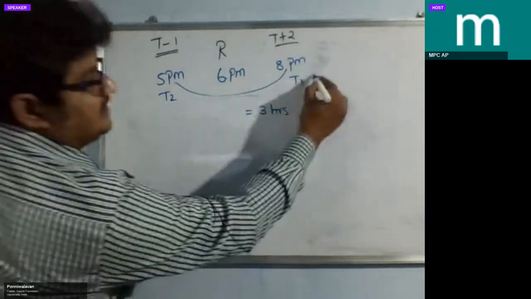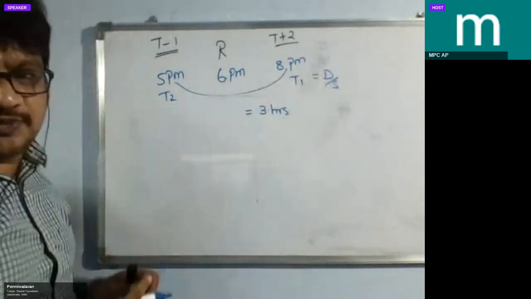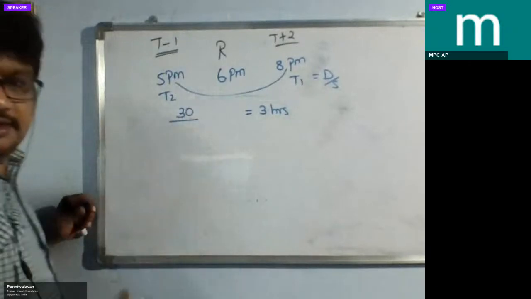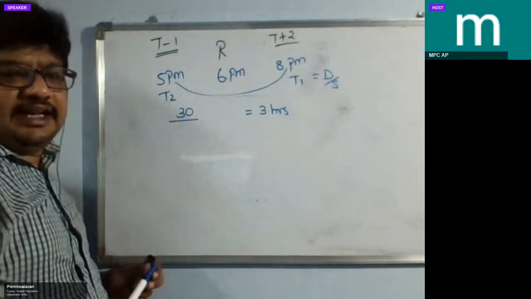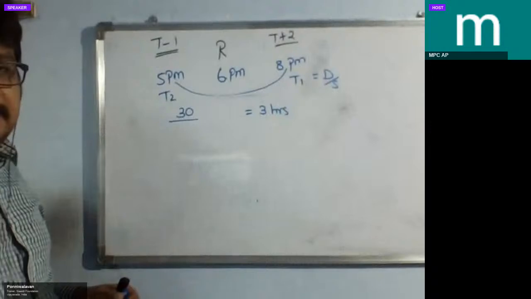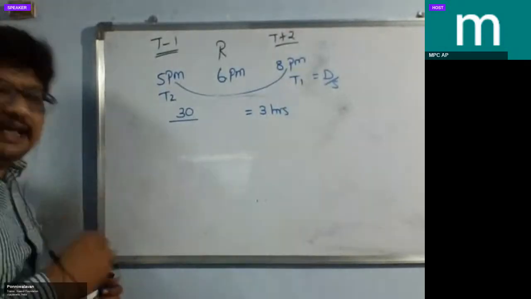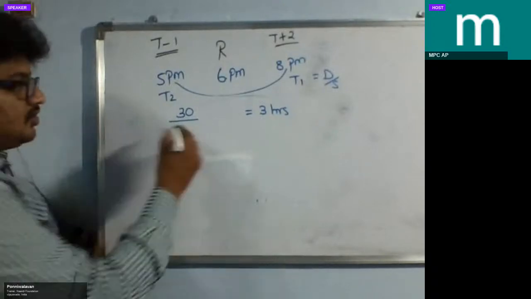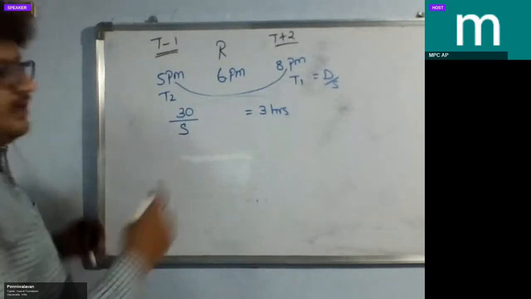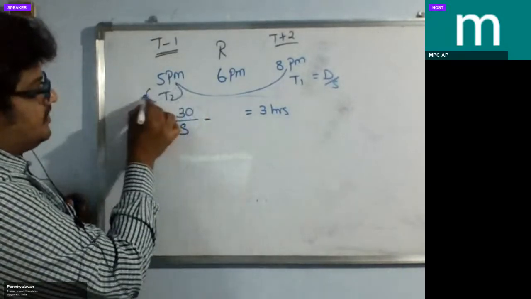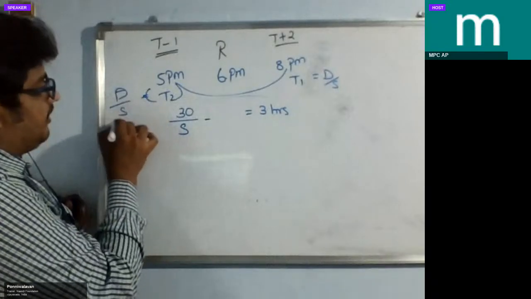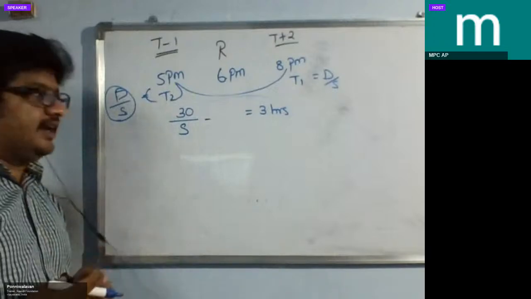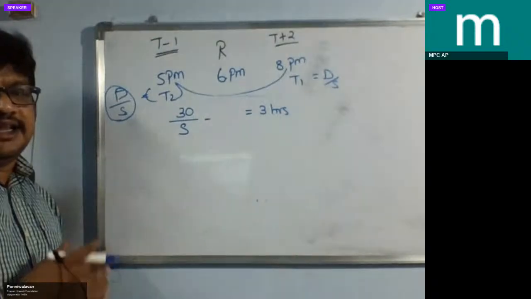What is T1? T is nothing but distance by speed. What is the distance traveled? 30. What is the speed? Read the question carefully. Did they mention Sachin's speed anywhere? No. So take it as S. Time is equal to distance by speed. But here, what did Sachin do? Is he using the same speed or something else?